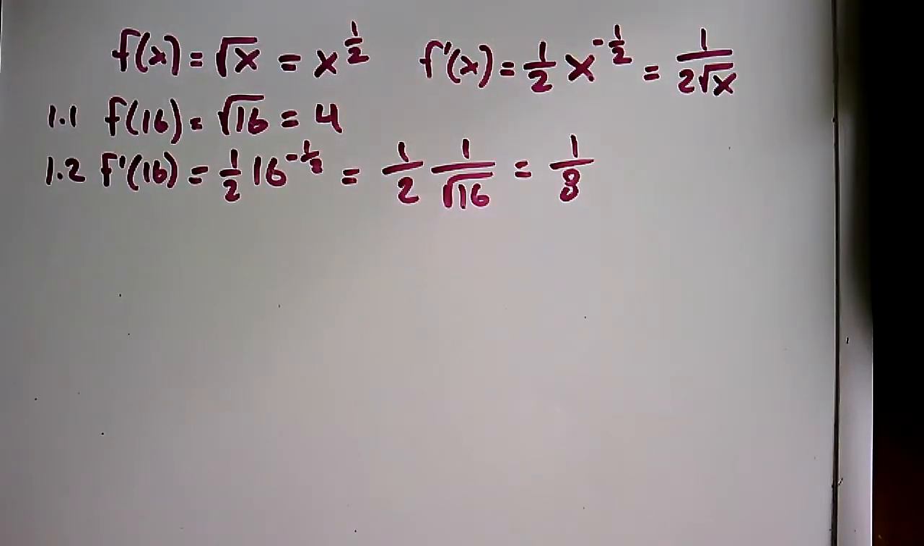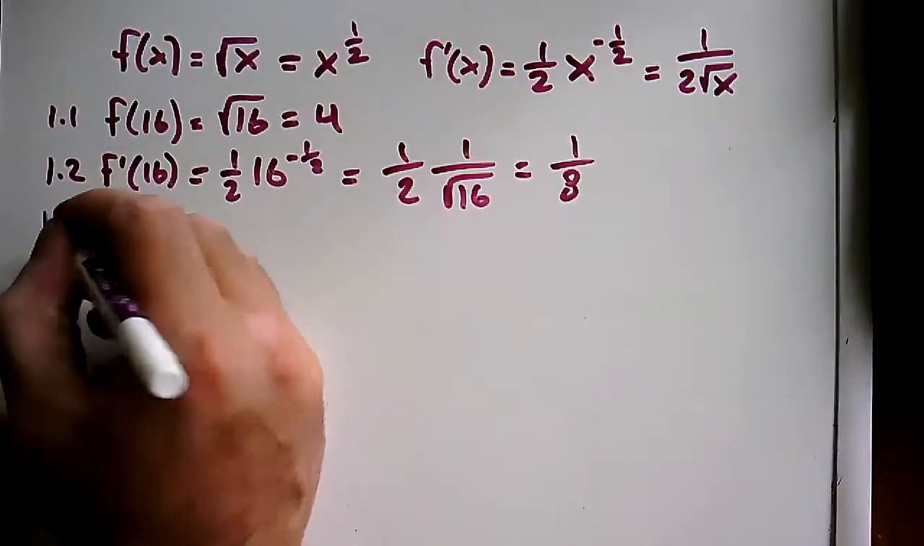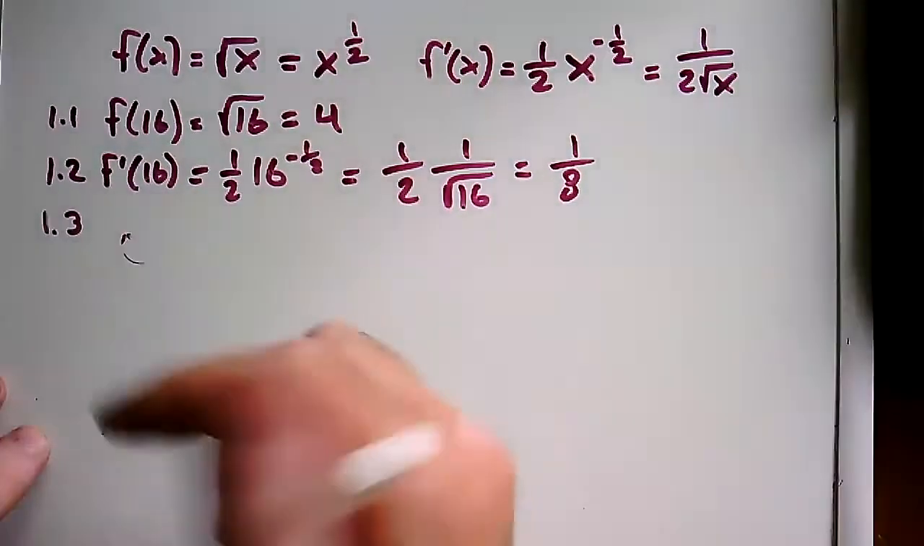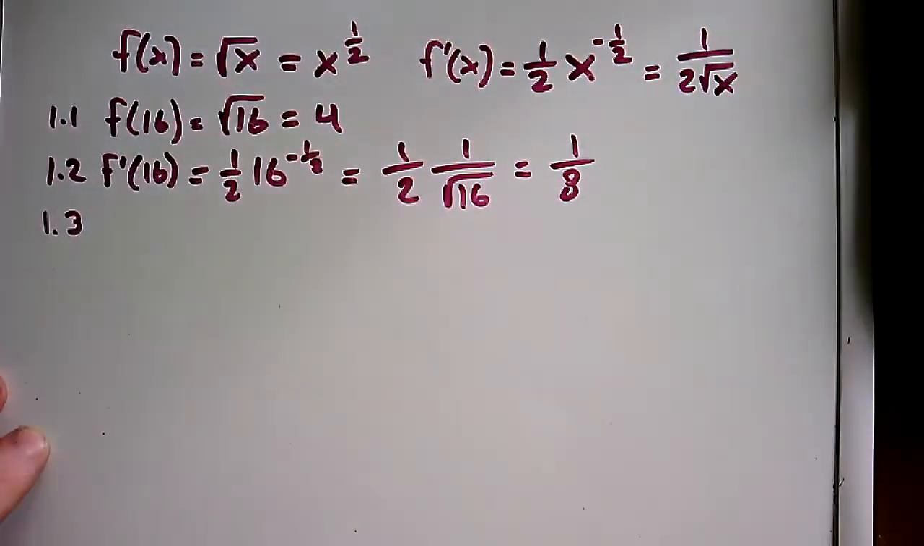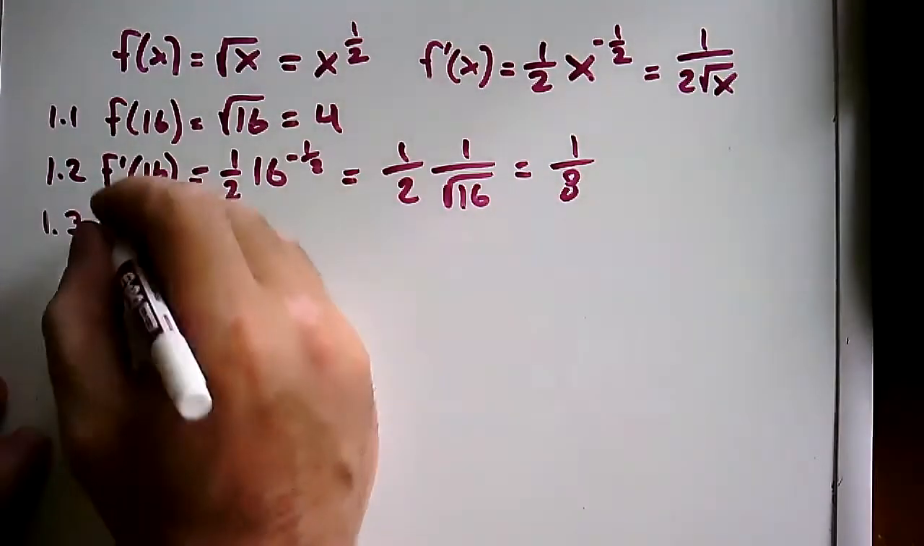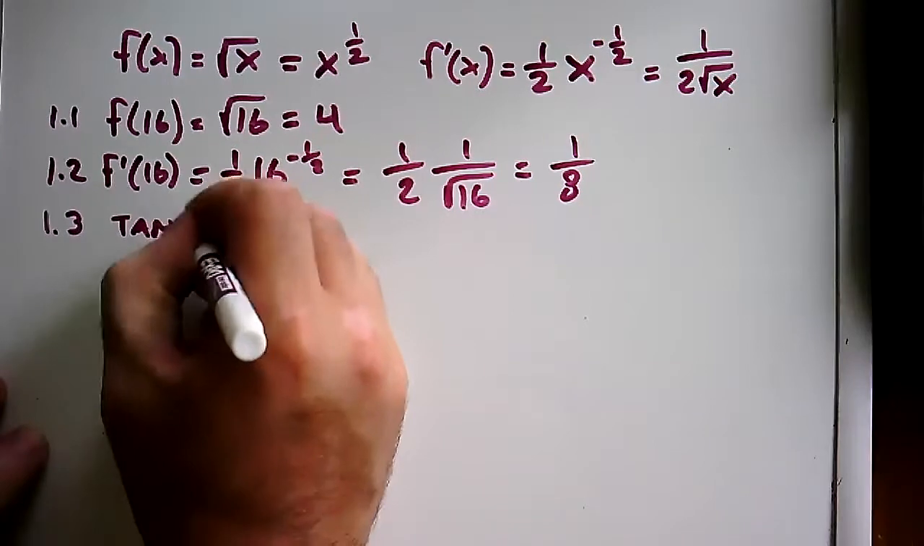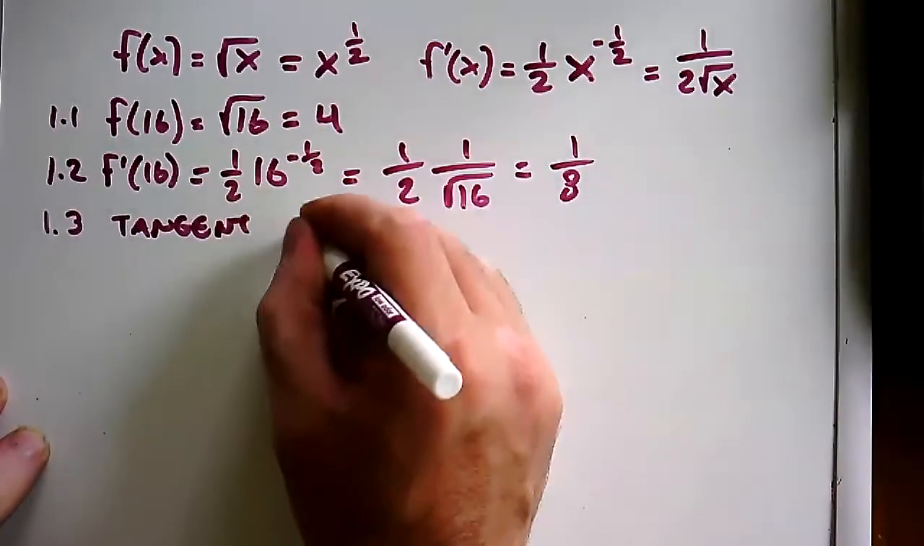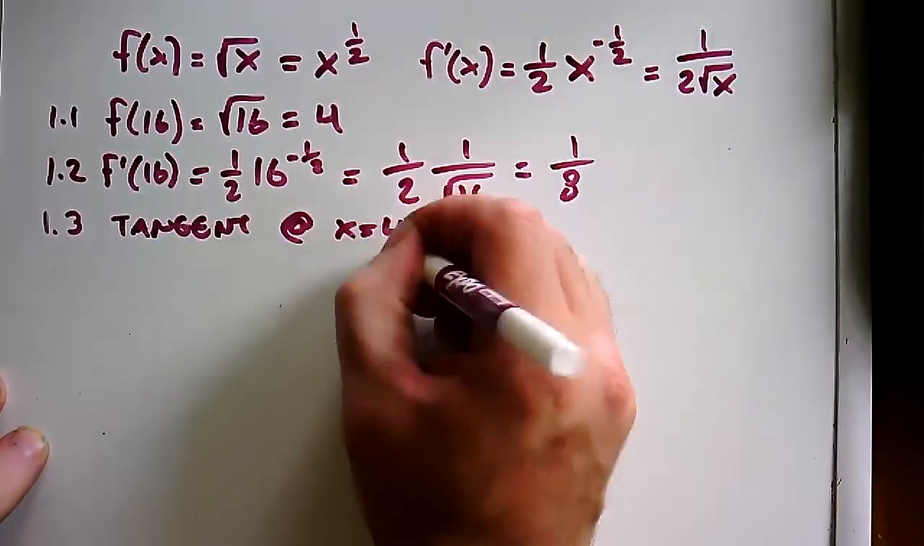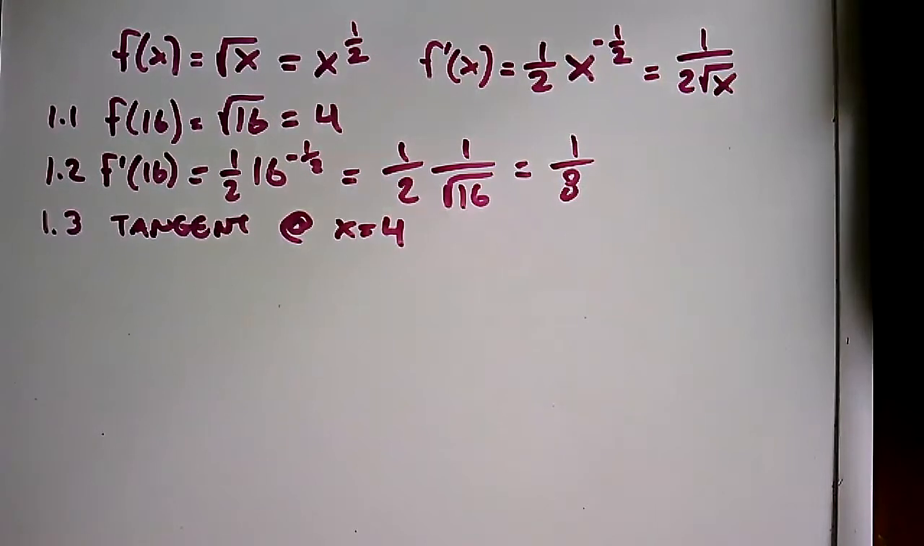Okay, so problem 1.3. Sorry, bear with me here. Okay, 1.3 asks us to write the equation for a tangent line. The tangent line is not at x equals 16, but at x equals 4. So we want the tangent at x equals 4. And for any problem involving a tangent line, really we need two things.